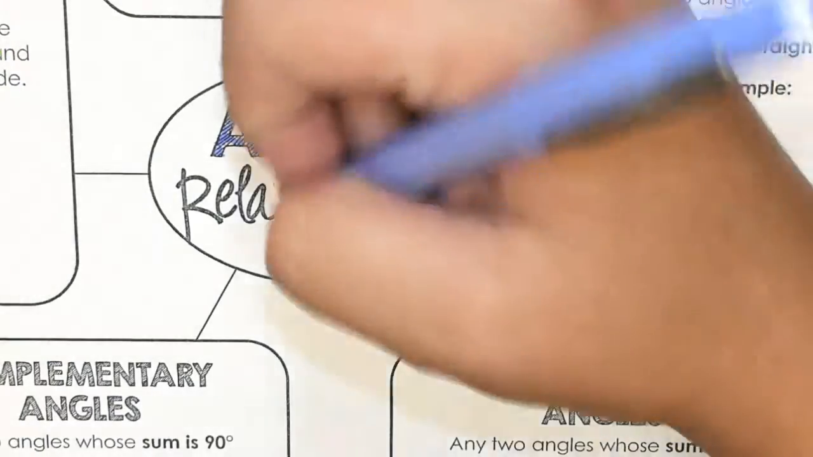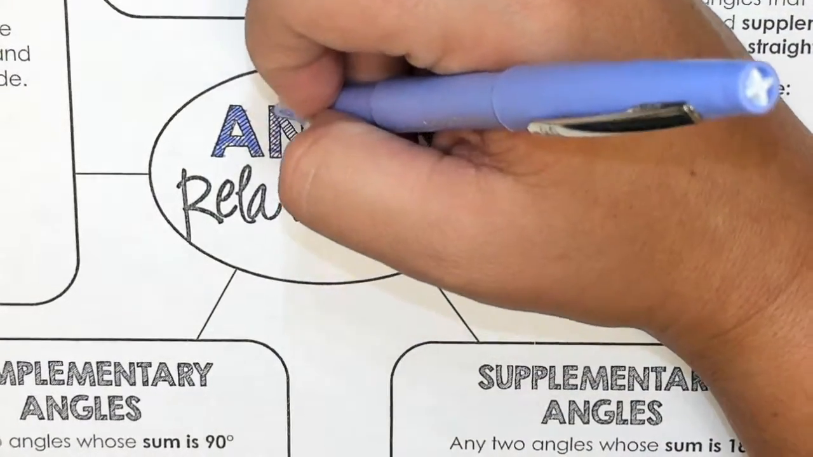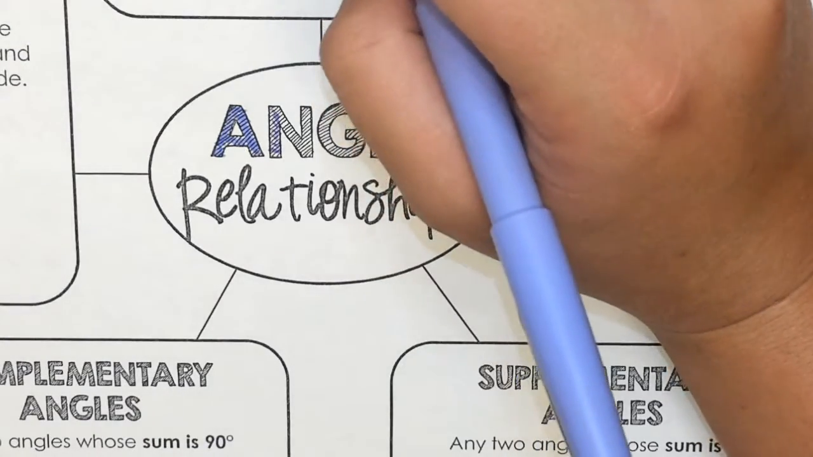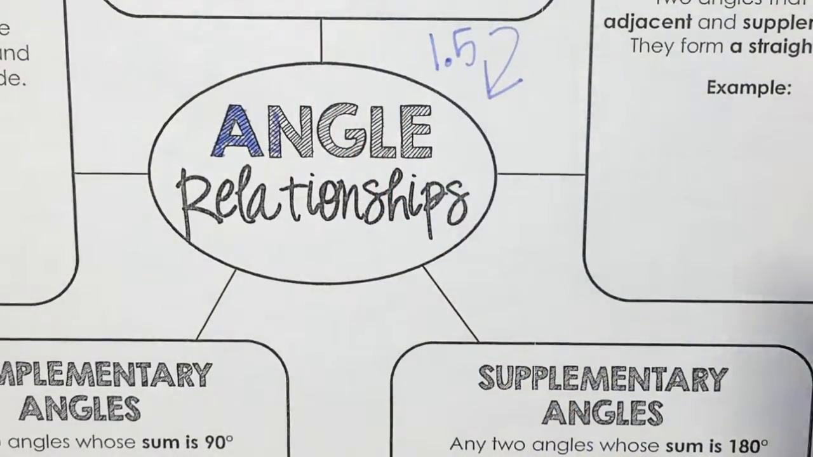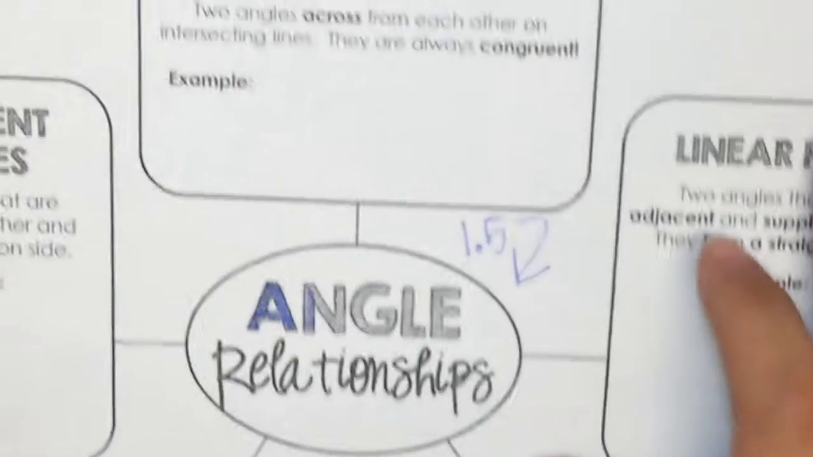And it's all about the relationships that two angles have. Okay? It's all about the relationship that two angles have. So I'm going to go up to the top and start with vertical angles.